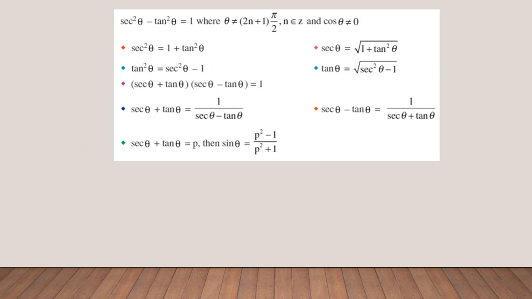Next, moving on to identity number 2. Identity number 2 is secant square theta minus tan square theta is equal to 1. Why are these two ratios combined together? In exercise number 1, we have reciprocals. There we discussed that sine and cosecant are reciprocal to each other, secant and cos are reciprocal to each other, cot and tan are reciprocal to each other, right? In exercise number 3, we discussed complements. Sine and cos are complements, cosecant and secant are complements, and cot and tan are complements, right?